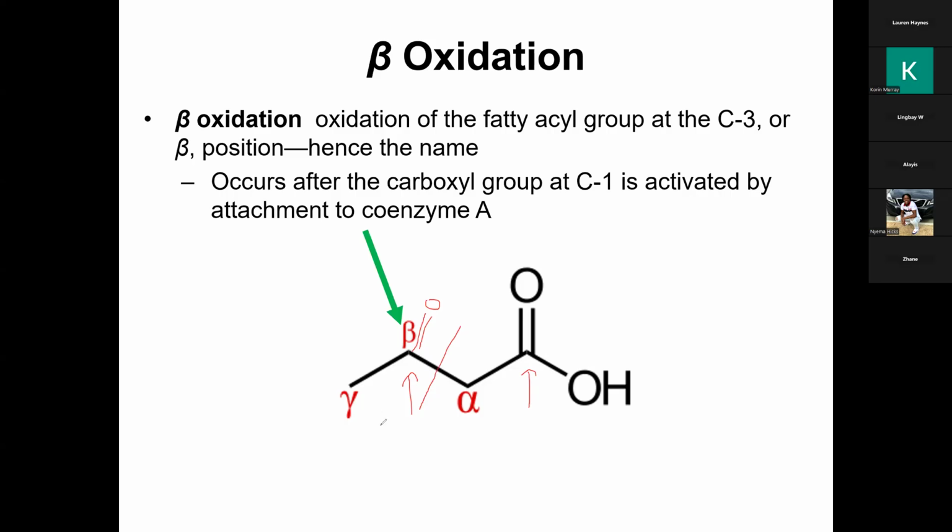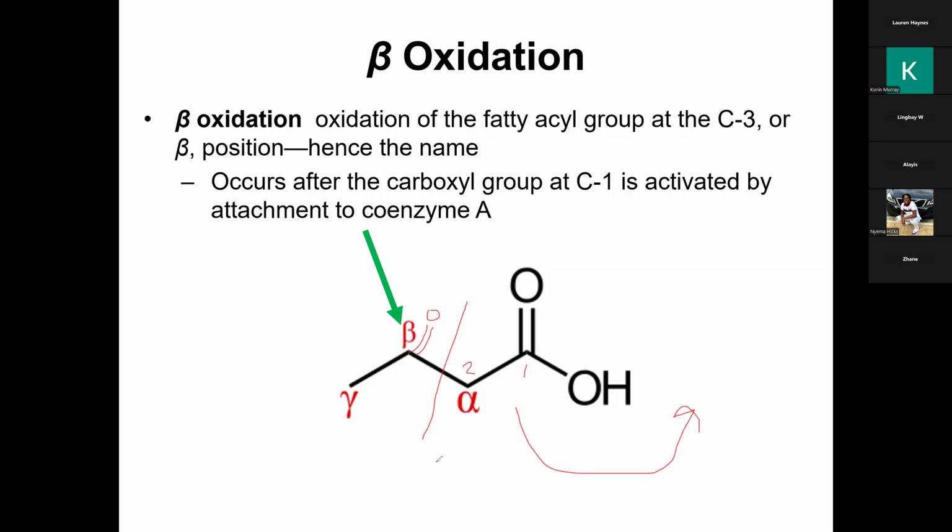So the first step is the introduction of a double bond. The second step is to hydrate that double bond to an alcohol. The third step is to oxidize that to a carbonyl. And then the fourth step is to cleave between the alpha and the beta position. And so then you have this 2 carbon piece that comes off.